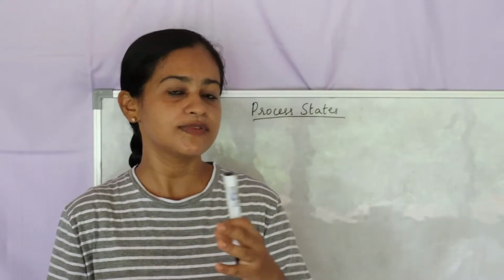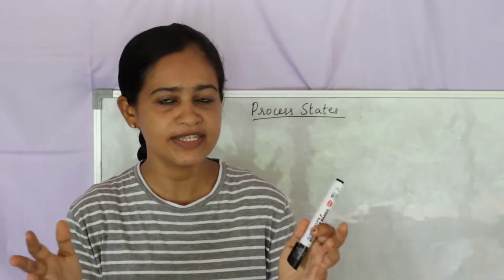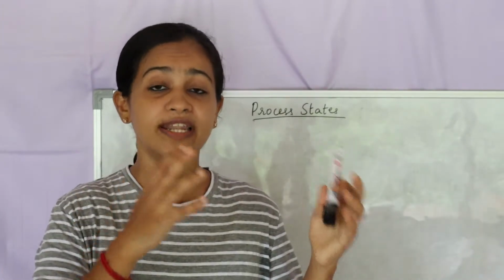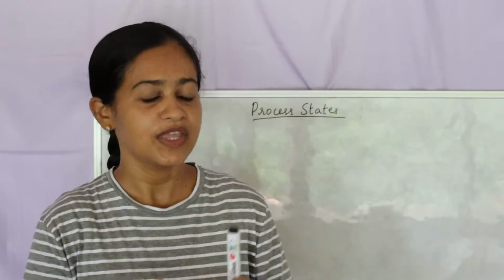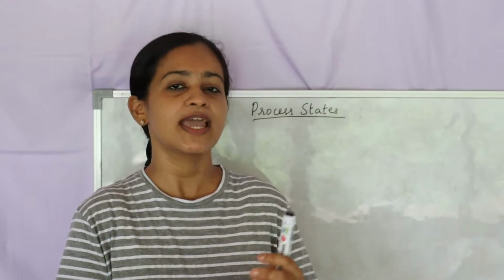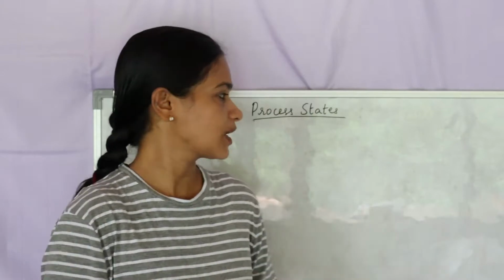For that purpose, we have something called process states. There are various states of a process, and during the lifetime of a process, it goes from one state to another. In this video, we will see what are the various states of a process and how a process goes from one state to another.